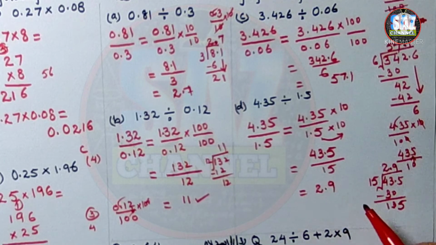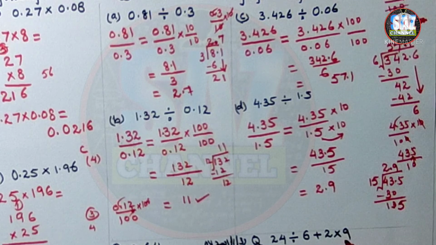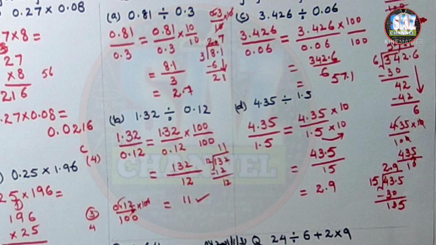Okay, students, you can see how easily we are converting these decimal numbers into the simplest form by simply turning the denominator into an integer by multiplying it with a suitable power of 10, and after that we simply have to divide both the numbers like the rule that we have learned in the junior classes. Moving to the next question.